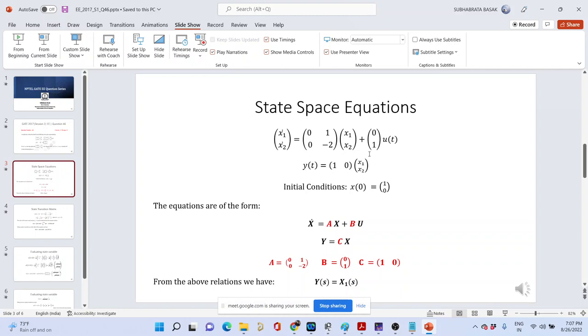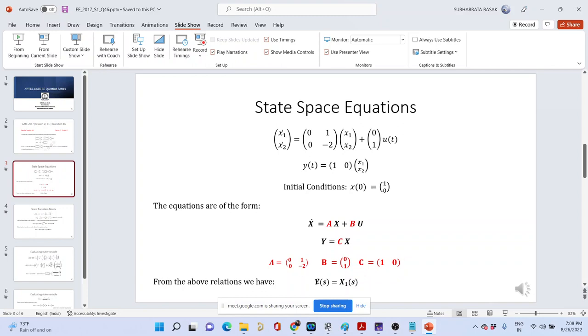The state space equation is written in the form x dot equal to Ax plus Bu, and the output equation is given as y equal to C into x. So comparing these two equations, you can get the matrices A, B and C. A is the matrix 0, 1, 0, minus 2, of dimension 2 cross 2, and B is a column matrix of dimension 2 cross 1, having elements 0 and 1. C is a row matrix having elements 1, 0 of dimension 1 cross 2.